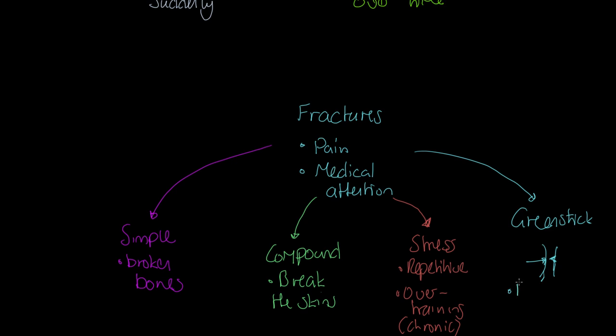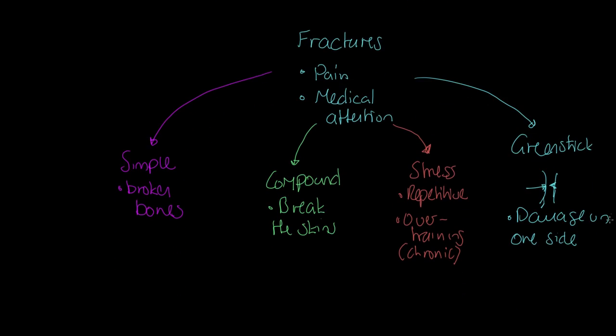So we would describe it as damage or impact on one side causes a crack on the other. Let's imagine you fall off your bike and you bang your lower leg. You might bang the outside of your leg, but the crack develops on the inside because it's been pressurized to break, but cracks on the other. So that's what we mean by a greenstick fracture.